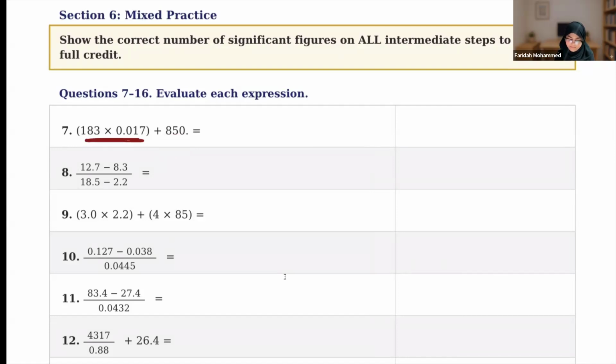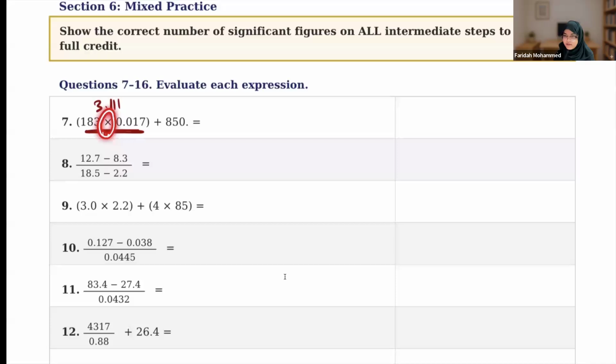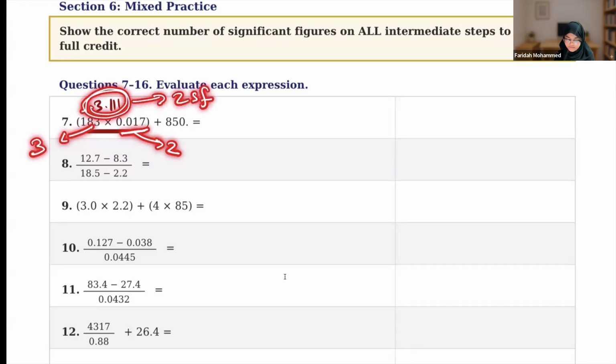So for example, let's do this multiplication. That gives you what? Go ahead, do it. This one gives you 3.111, right? Because this is multiplication, what do we look at? Lowest significant figures. This one has 3, this one has 2. So our answer should be rounded off to 2 significant figures. So 3.111 rounded off to 2 significant figures would be 3.1.